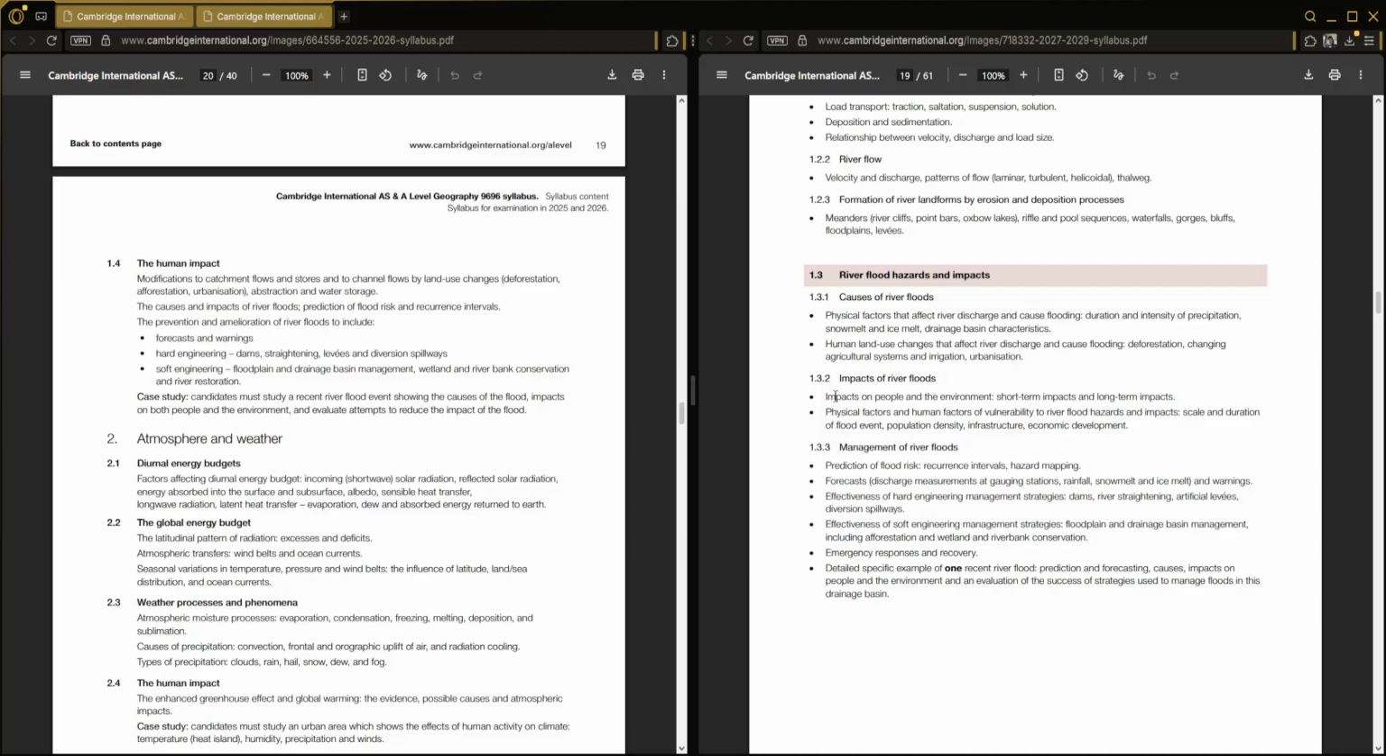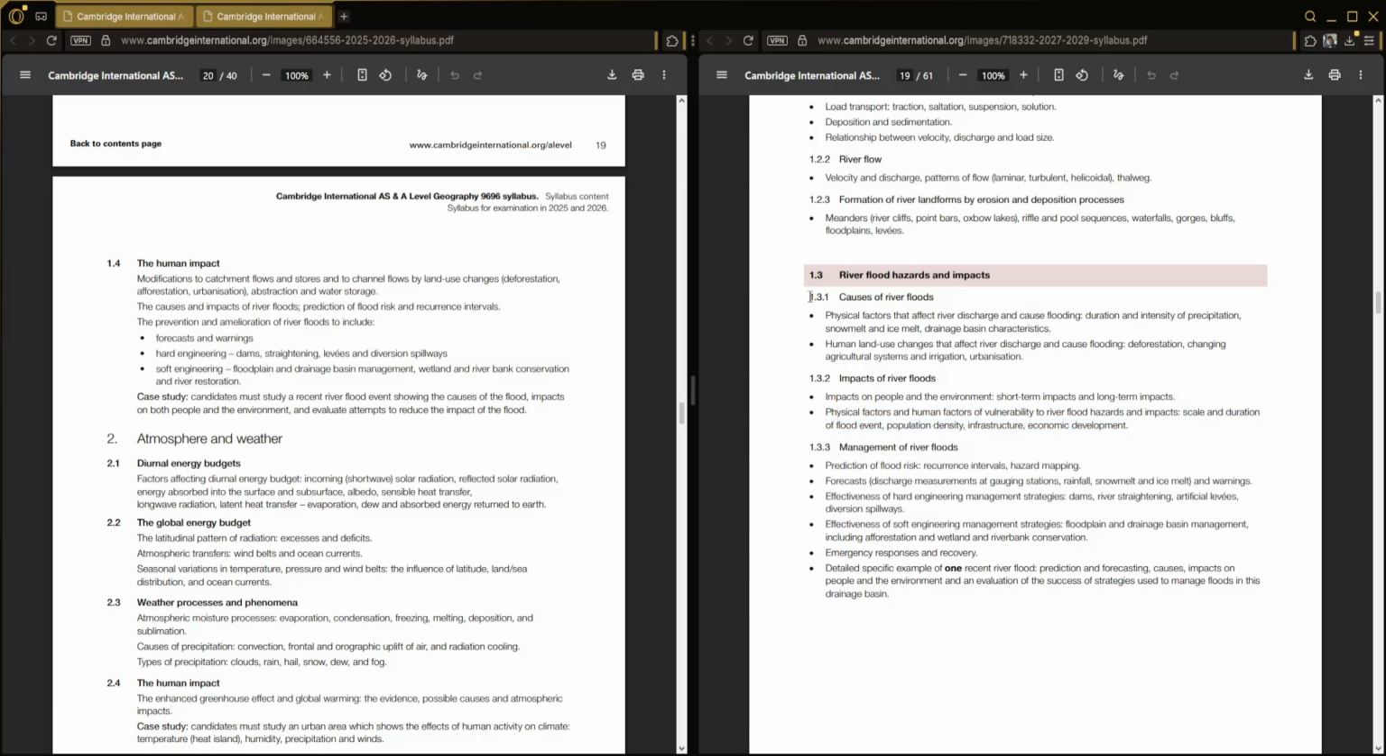One thing that they have added is physical factors and human factors of vulnerability. This means what factors cause hazards to be more severe. Why was this flood 10 times more deadly than the other flood? And it gives you the factors over here that you have to study.